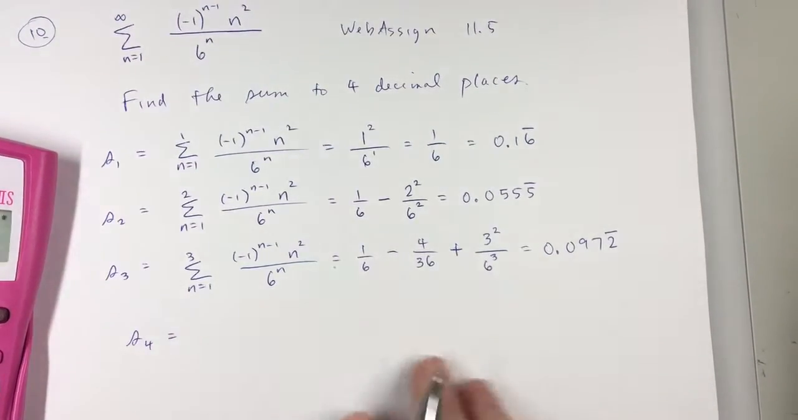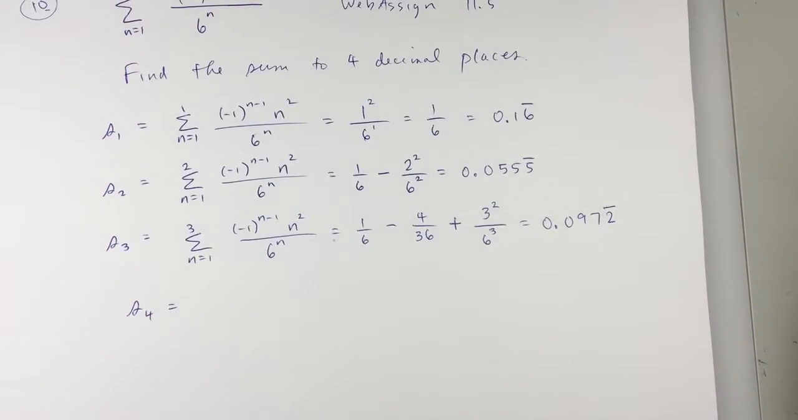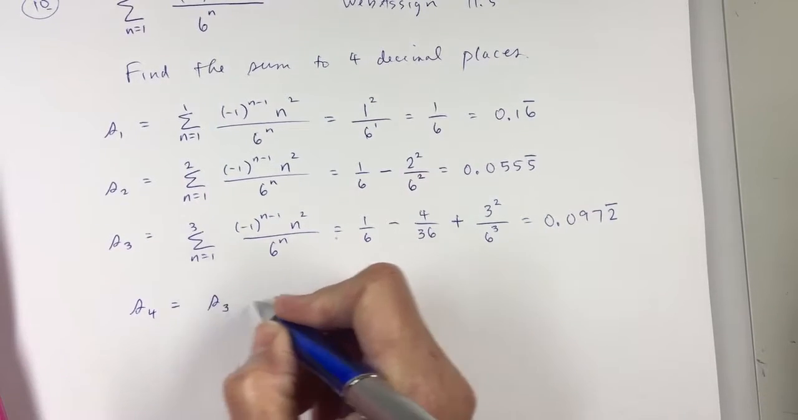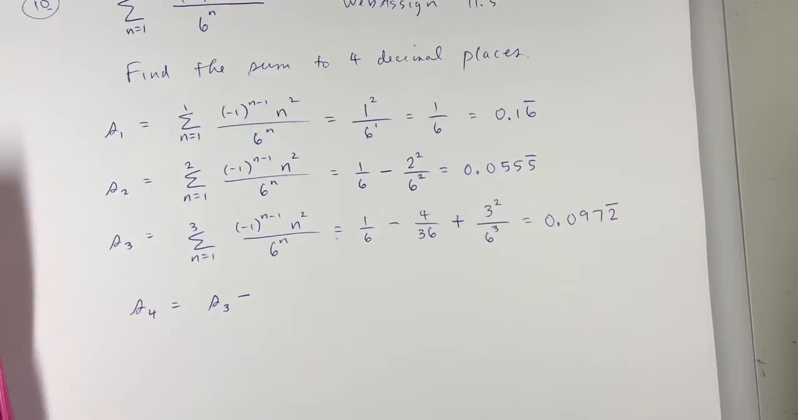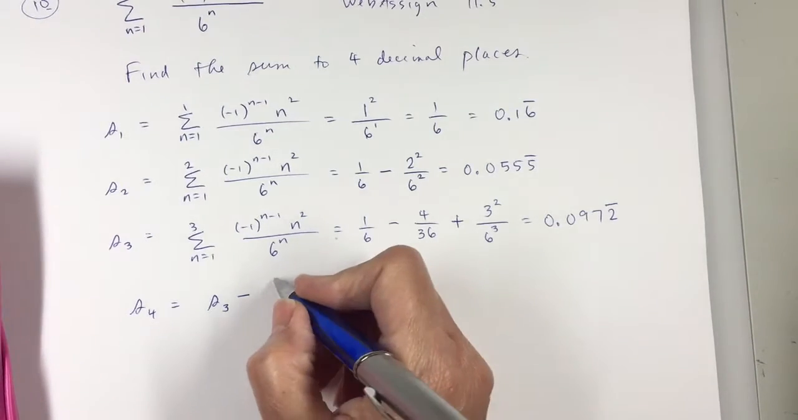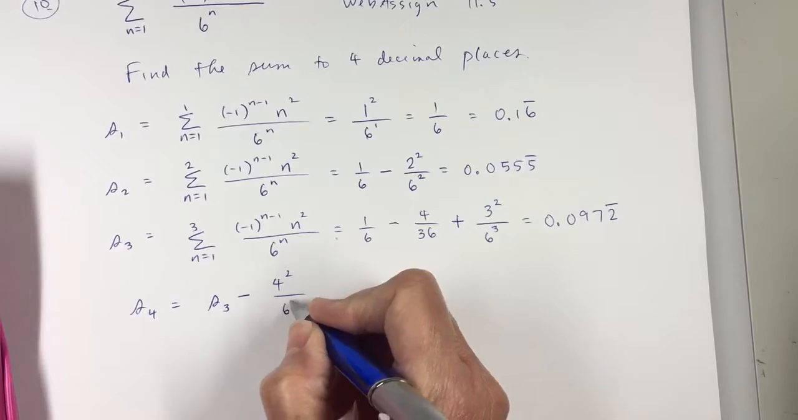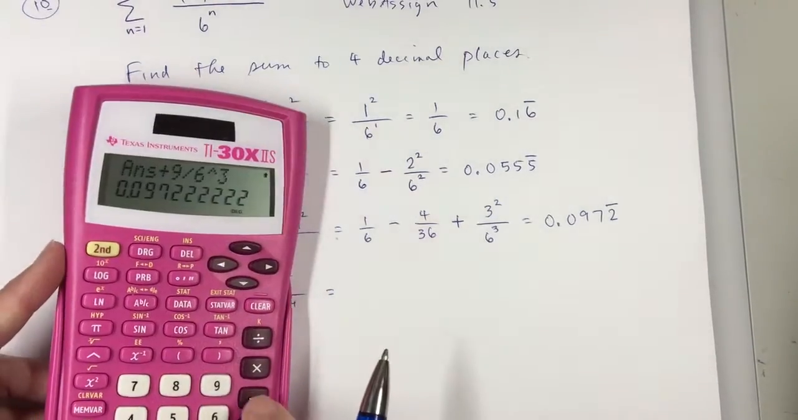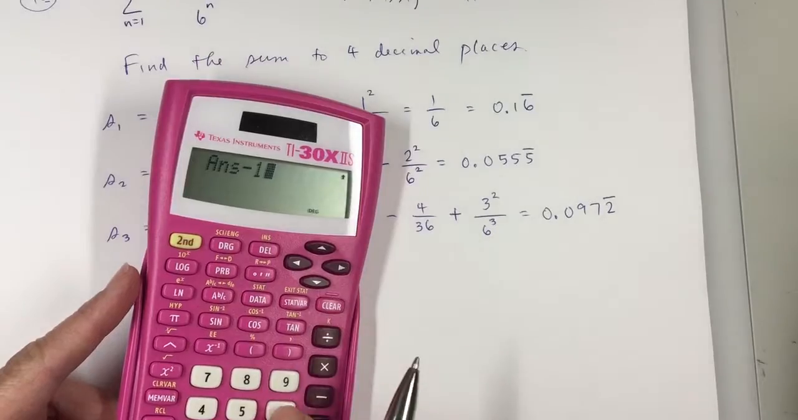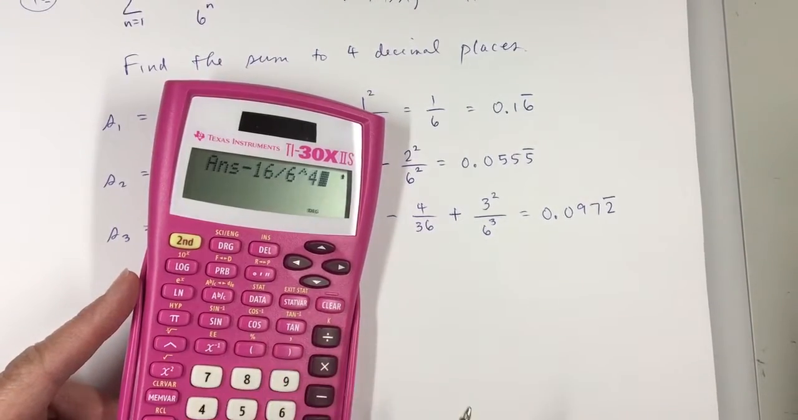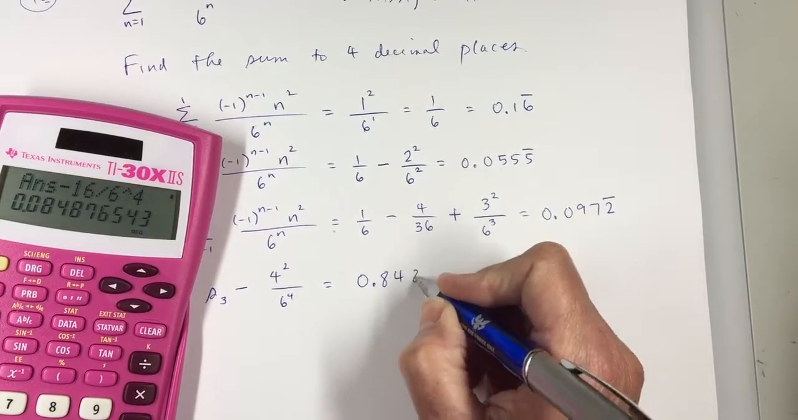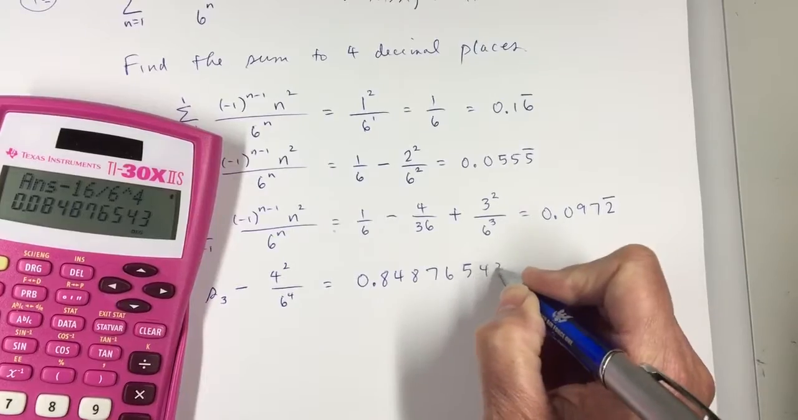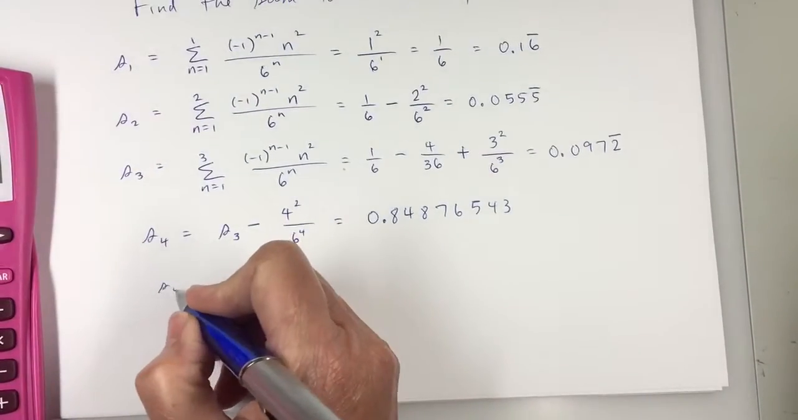S sub 4. That will be S sub 3 and one more term. So S sub 3, which I have in the calculator, and the next one's going to be minus, and this would be when n is 4. So 4 squared over 6 to the fourth. So I'll just do minus 16 divided by 6 raised to the fourth. I got 0.84876543. Let's go for S sub 5.